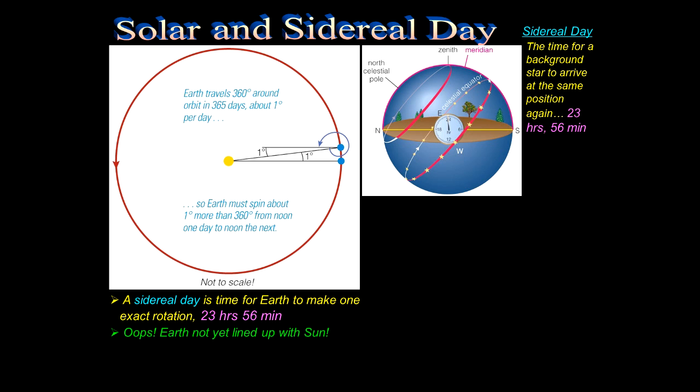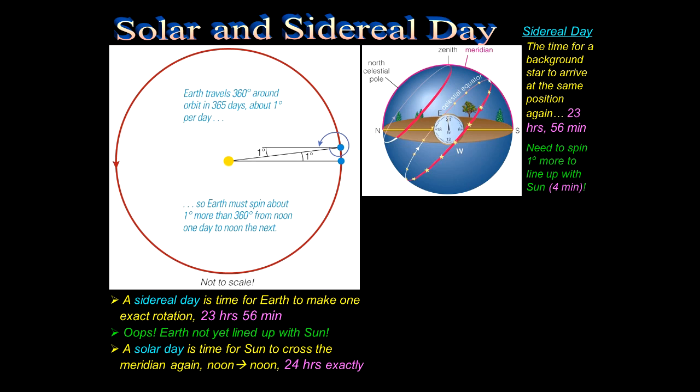But oops, Earth is not lined up with the sun yet. So here the Earth is lined up with the sun. As it rotates once, it's at this location, the same direction to the background stars, but notice that it's not lined up with the sun again. The Earth has to rotate a little bit more, an extra degree more, so that it's once again lined up with the sun.